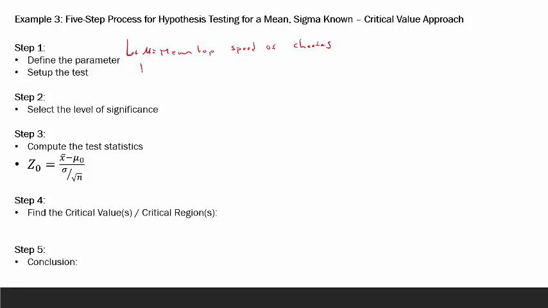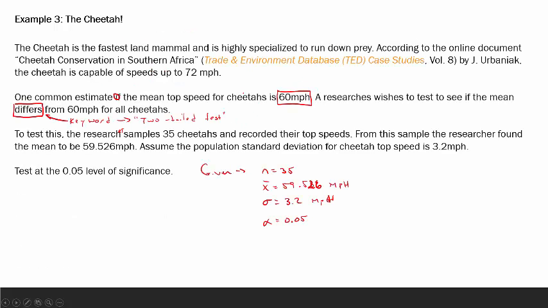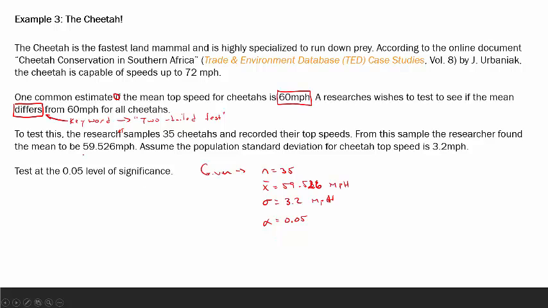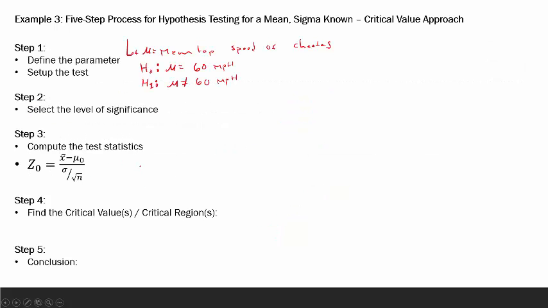Okay, so let's set up the test. It's a two-tailed test, so it's mu is equal to something versus mu is not equal to something. We want to test to see if it's different from what the common estimate is, that it's different from 60 miles per hour. So we're going to start with the assumption that it is 60 miles per hour, and what we're looking to say is, no way, it differs. So it's not equal to 60 miles per hour. Let's select the level of significance. Again, that's given. It's 0.05.